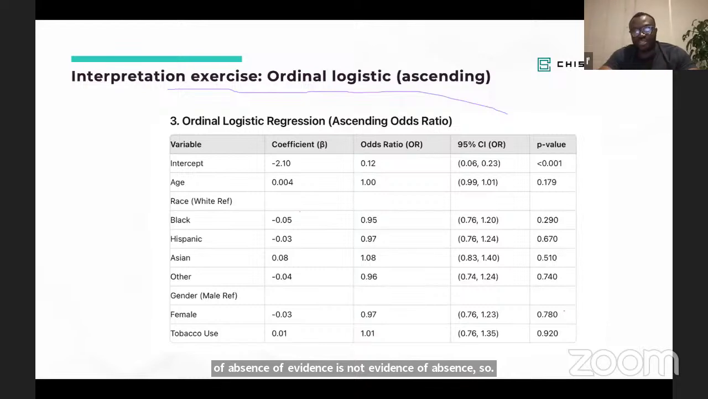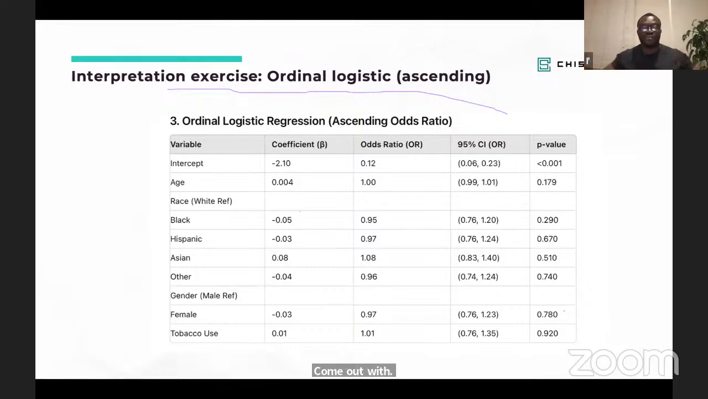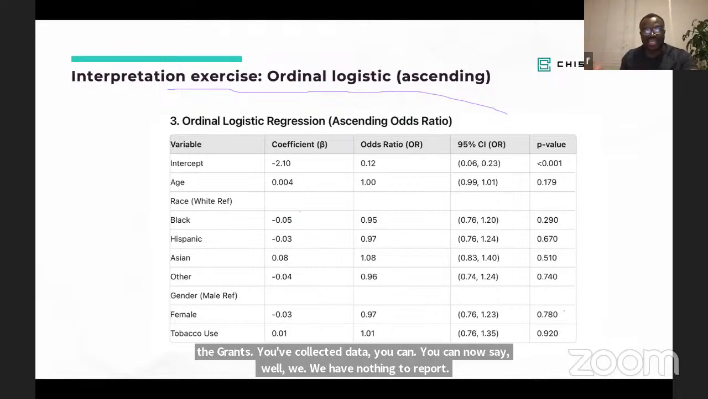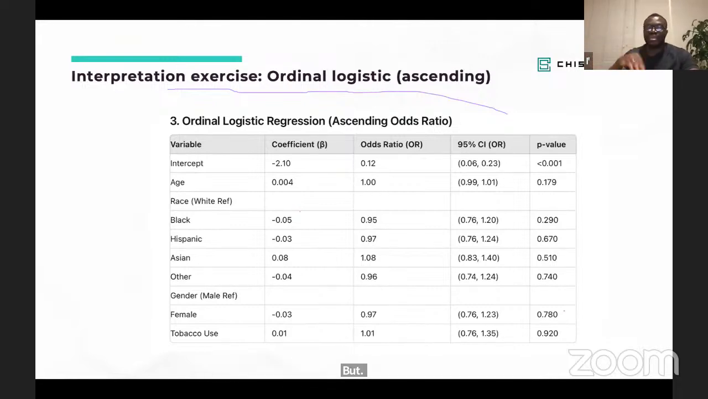For the second part of your question, you've written a proposal, come up with a study plan and collected the data, and then you see confidence intervals that range from 1 to 1 million for your regression. What do you do? Well, you have collected the money for the grant, you've collected data. You can't now say, well, we have nothing to report. But it's obvious that your sample size is not enough for any regression analysis. So in that case, you should just focus on descriptive analysis.